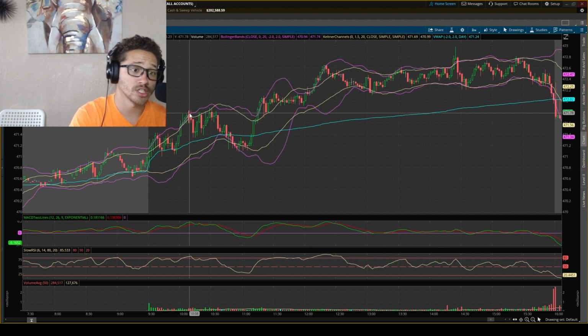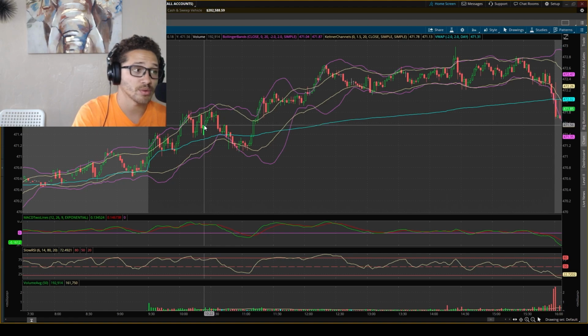So come 10:24 is our first entry, which is going to be right around here. We had our entry at 471.50. So right around here is where we had one entry. And then at 10:46, we had another entry around here. So we had two entries, one here and one here, coming into the beginning of the day.